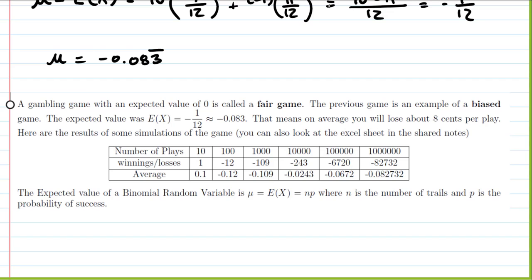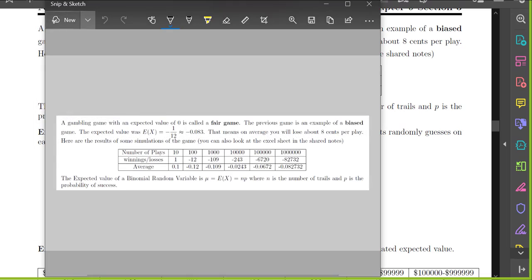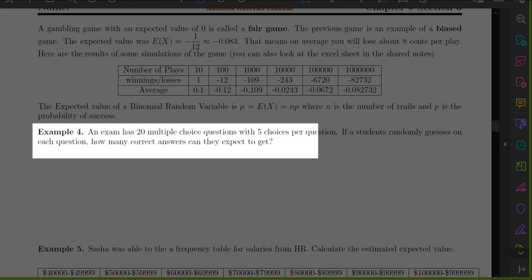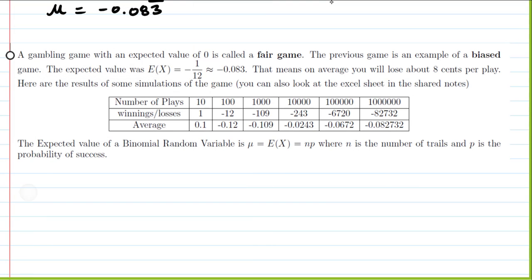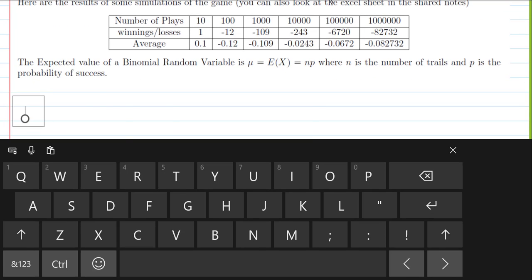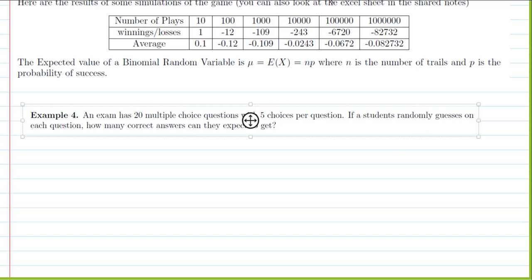So the expected value of a binomial random variable is given by n times p, where n is the number of trials and p is the probability of success. So for a binomial random variable, we have a nice formula to help us figure out what the expected value is. Instead of having to go through that formula that we did above, if we know something is a sequence of independent Bernoulli trials, aka a binomial random variable, we can use this formula.